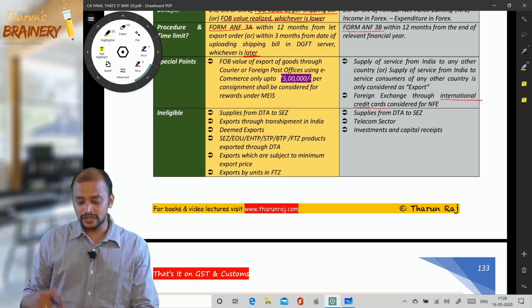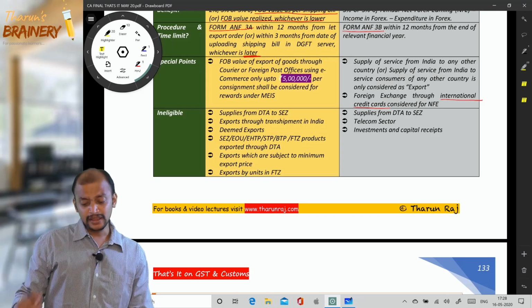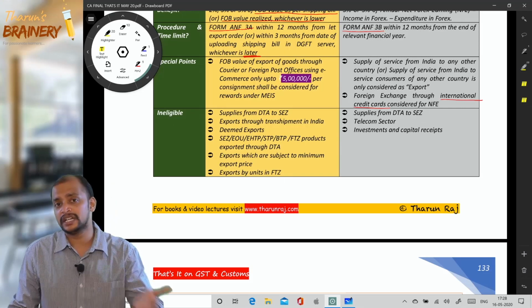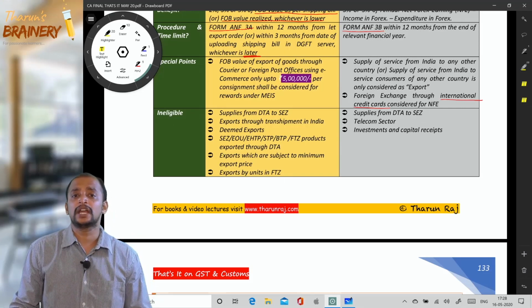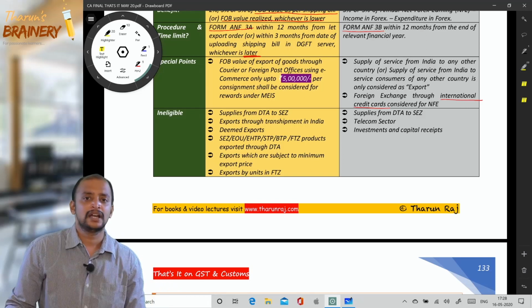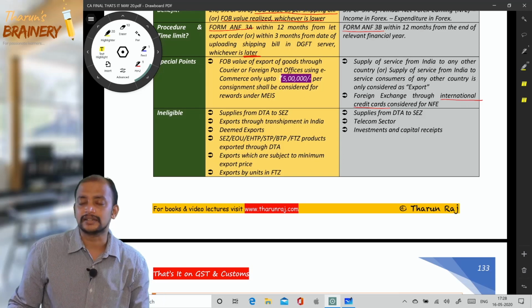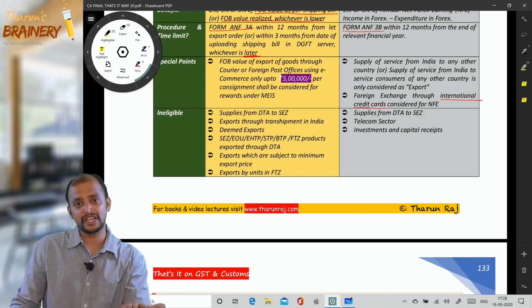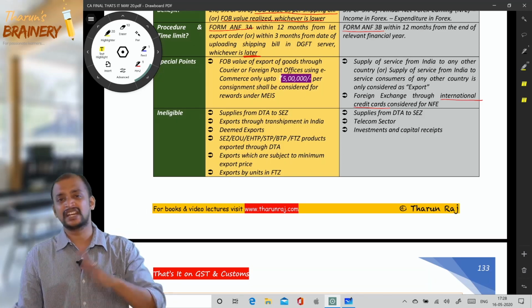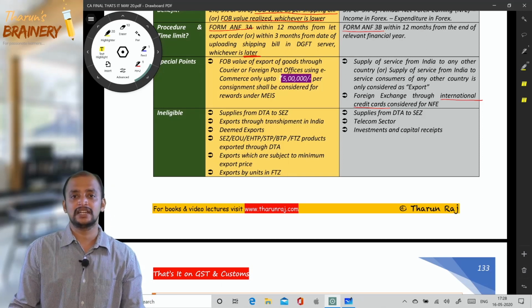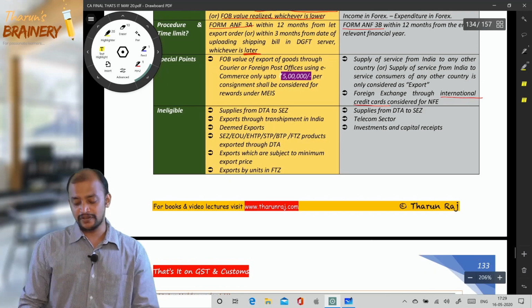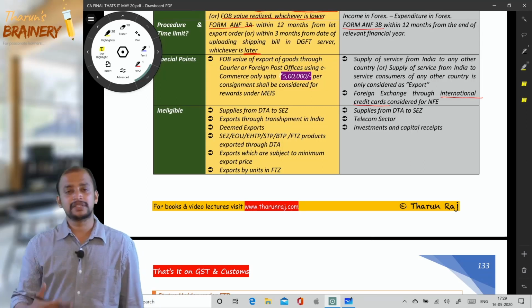Then exports through transshipment in India, that is, a big vessel will come to India, some of the goods will be unloaded in India and the remaining goods will be taken to another country, say to Nepal. Now the transshipment takes place in India. Transshipment, that is moving goods from one ship to another ship or one aircraft to another aircraft, may take place in India, but actually it is not export from India, so therefore you will not get any kind of benefit there. Then deemed exports. So we have some deemed exports apart from supply to SEZ.